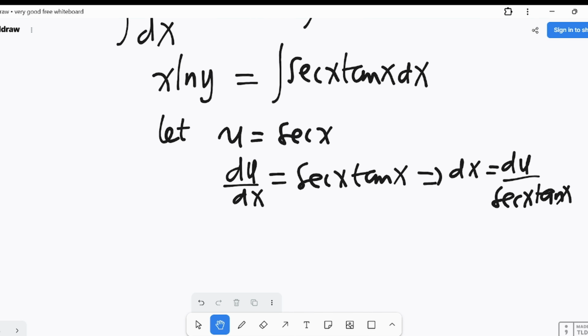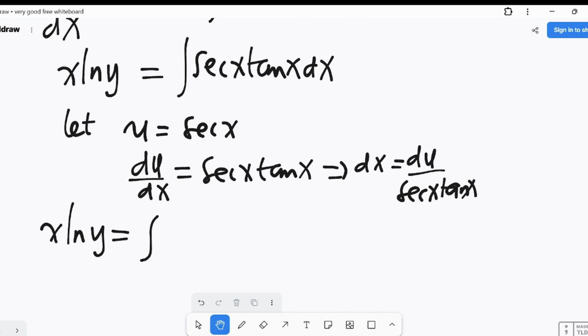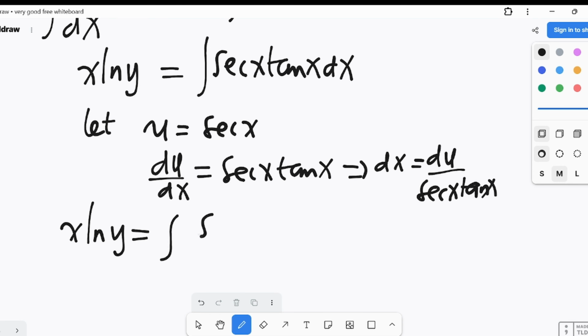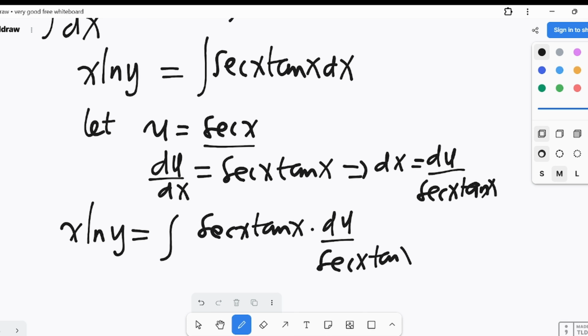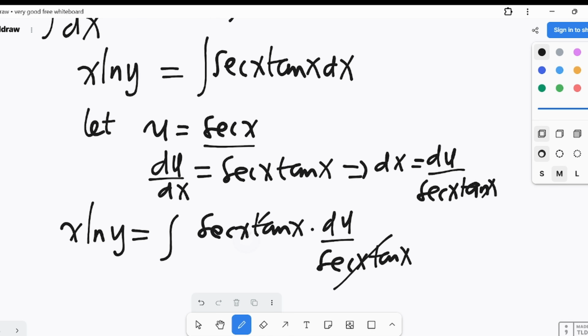Putting it back, we have defeated the number. You have x ln y is equal to the integral of sec x tan x times du. We didn't want to put this one directly back because you see they are going to cancel. Over sec x tan x, so this goes with that.